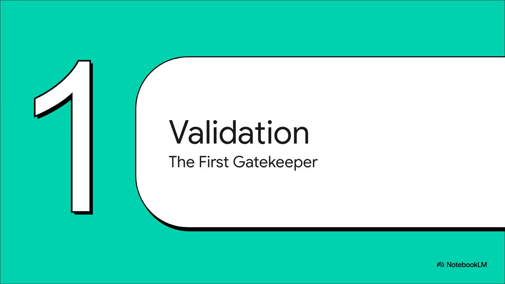So, our journey starts with the first line of defense, a process called validation. The best way to think about it is like a strict bouncer at a club. Every single piece of data has to get past this bouncer before it's allowed inside the system.